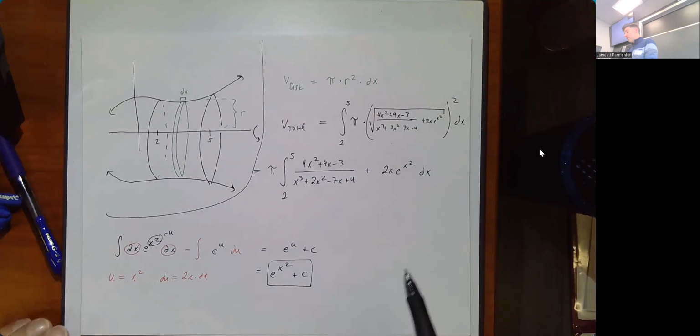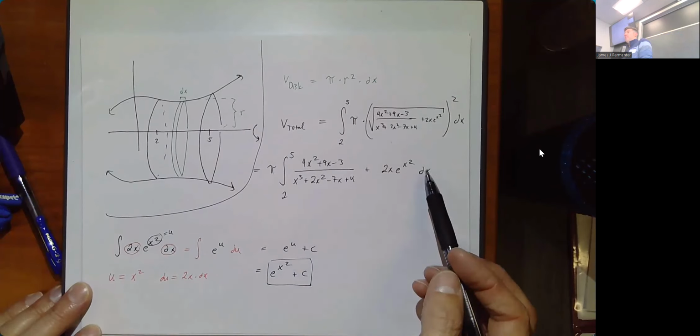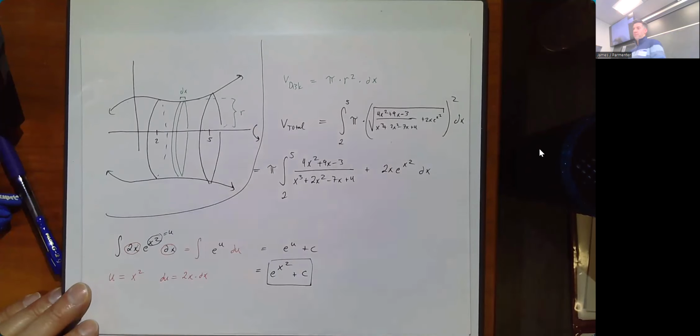So when I do this integral over here, I'm going to get something here plus e to the x squared there, and then plug in 2 and 5 and subtract. Actually, 5 and 2, I should say, right? 5 first, 2 second. Let's deal with the other piece, which is much less nice.